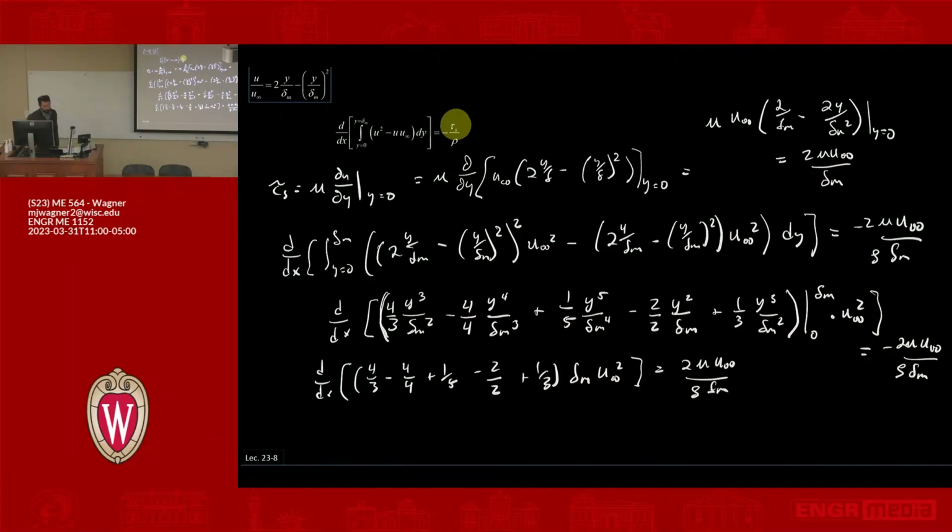OK, we can simplify that down. The common denominator here would be 15, I think. So you end up with something over 15. And that is d dx of minus 2/15 delta m u infinity squared equals minus 2 mu u infinity over rho delta m.